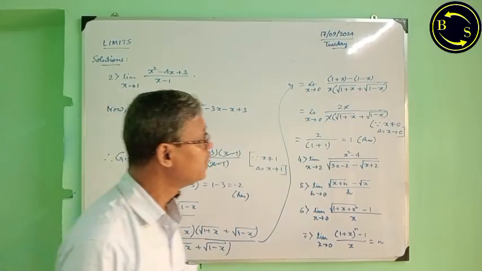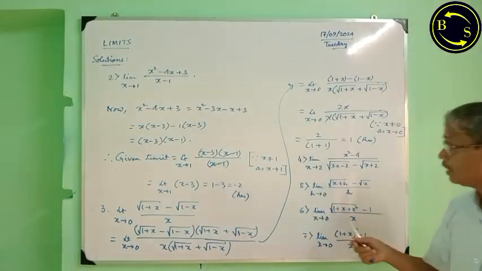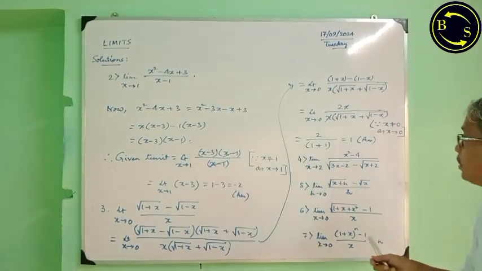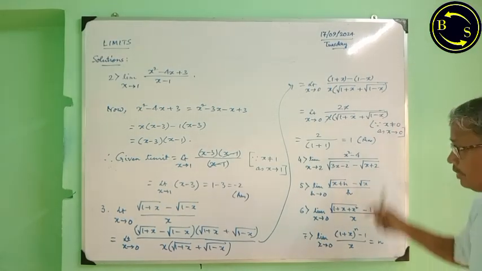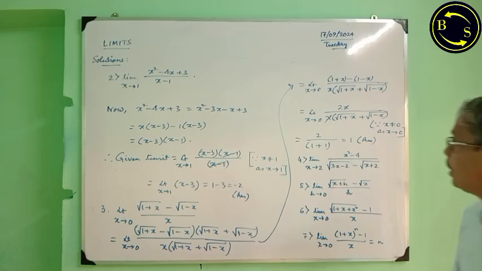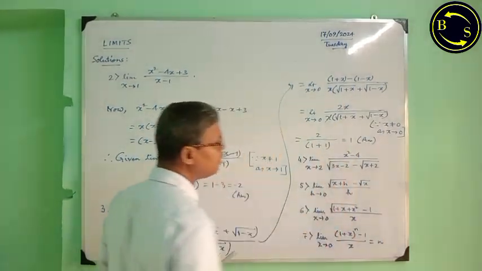Students, learners, you must note this: while you are cancelling by the multiplication division method, you must mention this one, very important. Thus finally we get the result, limiting value 1.